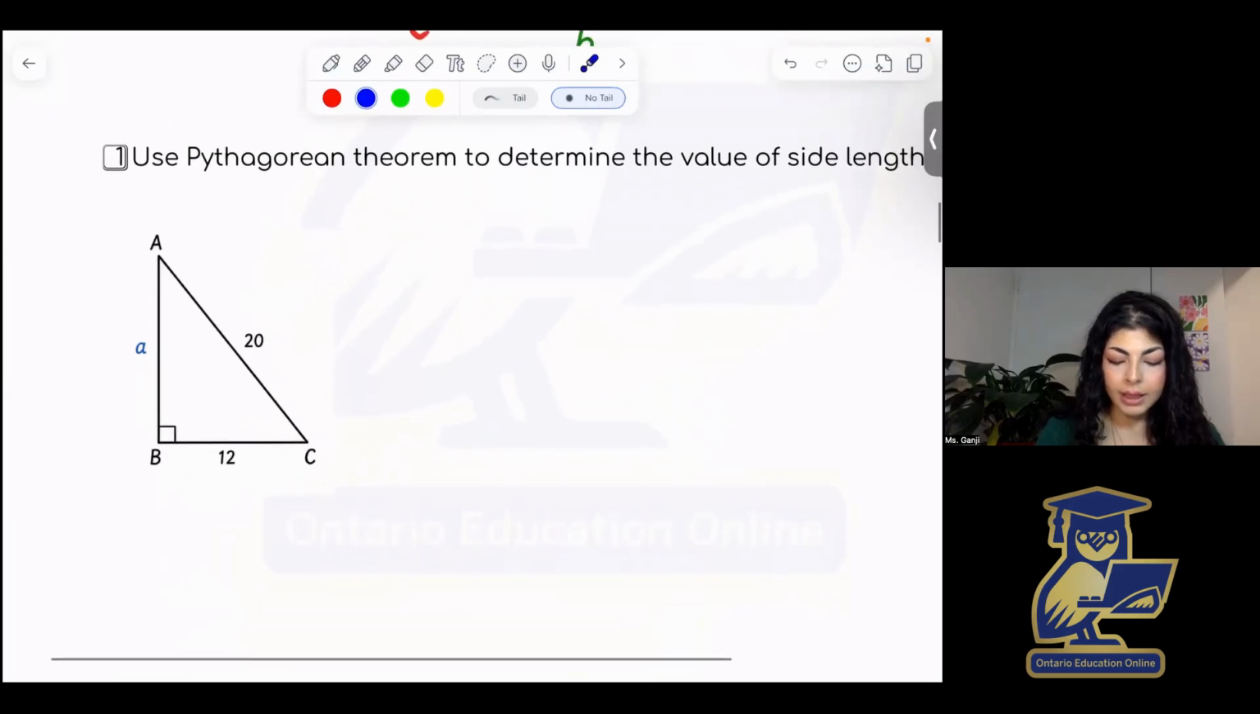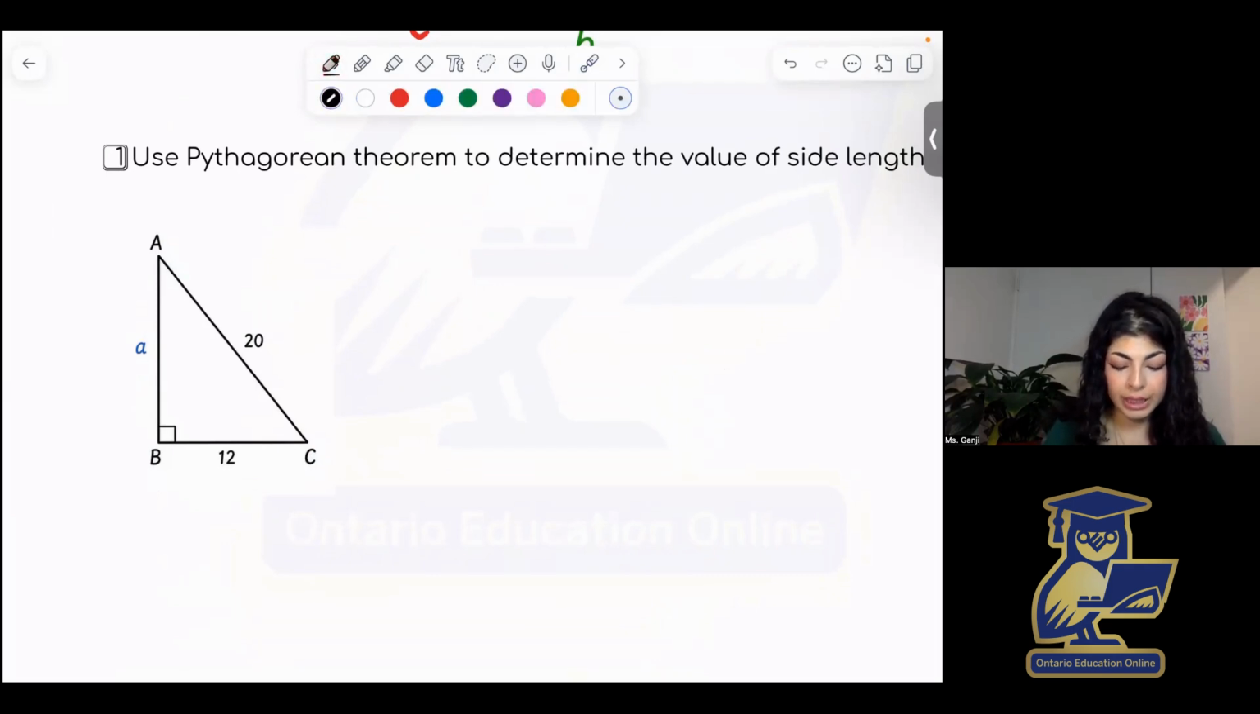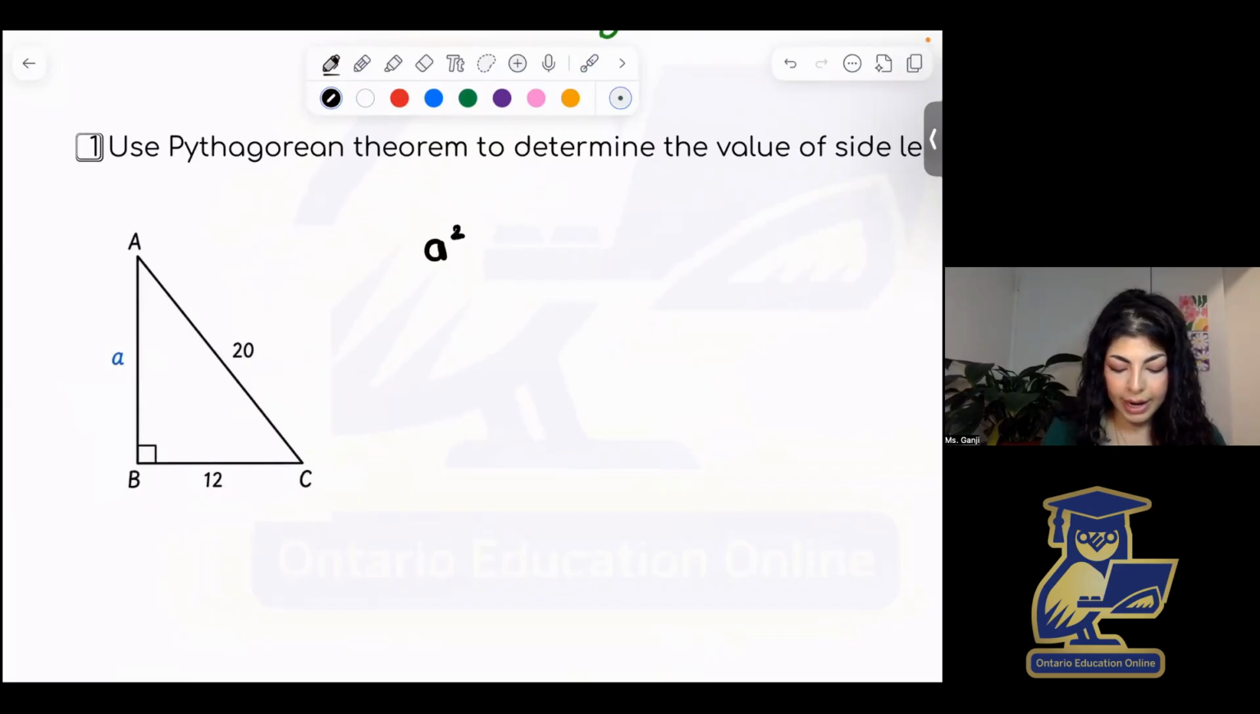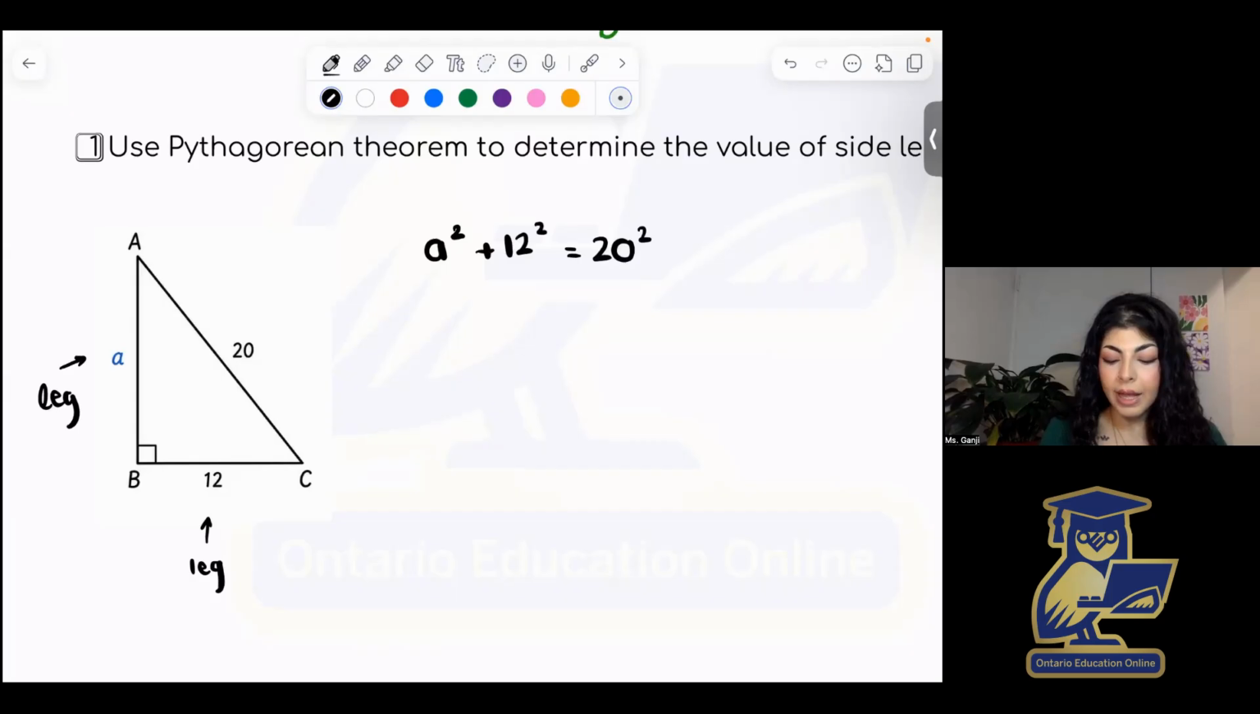So now in this one, as you can see, it is not the ACB that we were seeing above, but we're still going to work with it and it's still going to produce an answer. So here we want to determine the value of A. So starting with my theorem, I know that A squared plus 12 squared, these are the two legs. This is the leg and this is the leg. So these two squared are going to be equal to 20 squared. So now I can evaluate each of those. So this is 144, and this one is going to be 400.